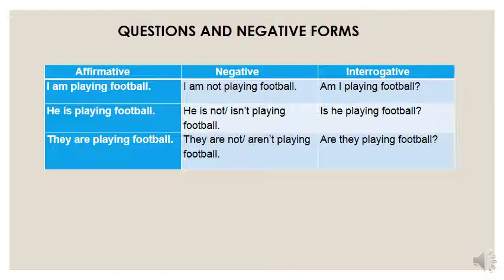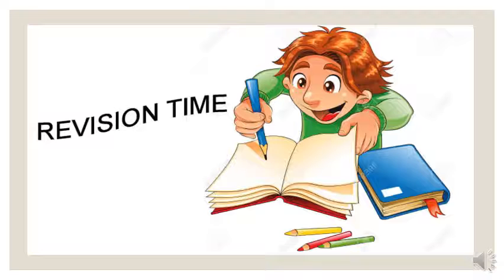Questions and negatives. Let's read the examples. In the affirmative form, I am playing football. Of course, as we said, the negative form is not, usually. I am not playing football. And interrogative, am I playing football? He is playing football. He is not playing football. Is he playing football? So as you can see, we always start the interrogative sentence with the verb to be. They are playing football. They are not. Are they playing football? So as I said, you always start with the verb to be.